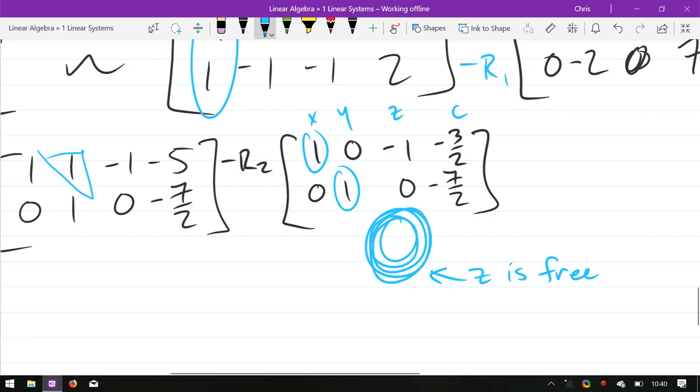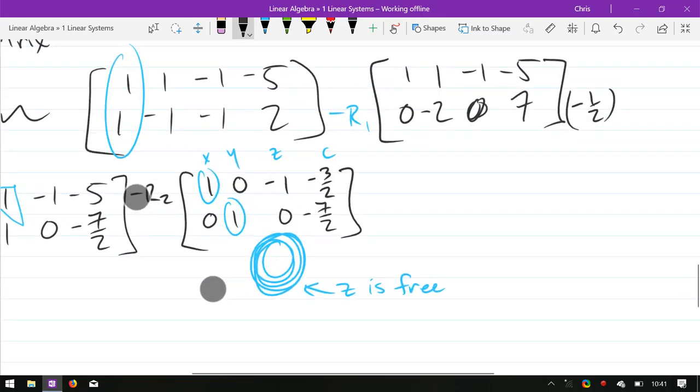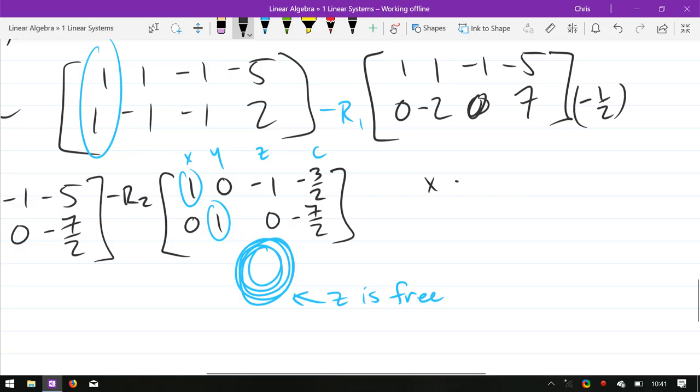Now there's a couple ways to write this solution down. I'm going to just use the letter z this first way. So let's write down the two equations we get. There are no more row operations I can do to make this any simpler. So we're done inside the matrix. I can't make this any nicer. So we're just writing down the two equations: x minus z equals negative 3 halves, and the second one, y equals negative 7 halves. Remember, all of our other solutions look like x equals, y equals, z equals, so they all told us x, y, and z. So let's try to write this in that form.